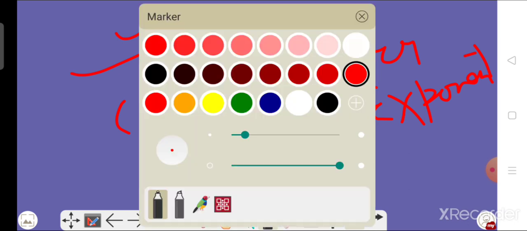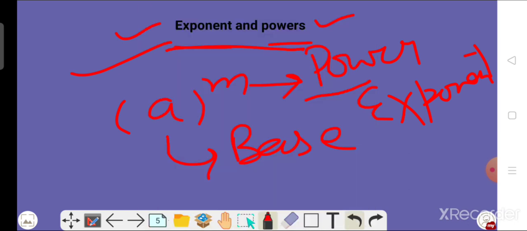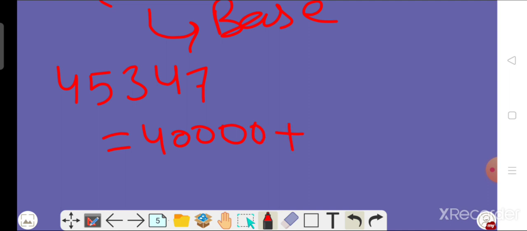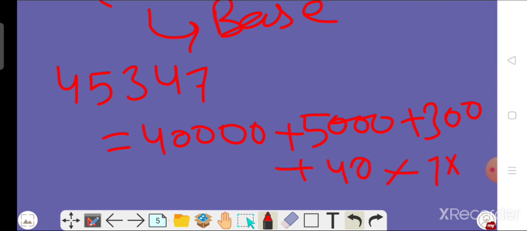Okay, so look at the representation of a given number into exponent. For example, if you have a number like this, you know the expanded form of the number, that is this plus 5 and 30 plus 3 and 20 plus 4 and 10 plus 7 and no 0.